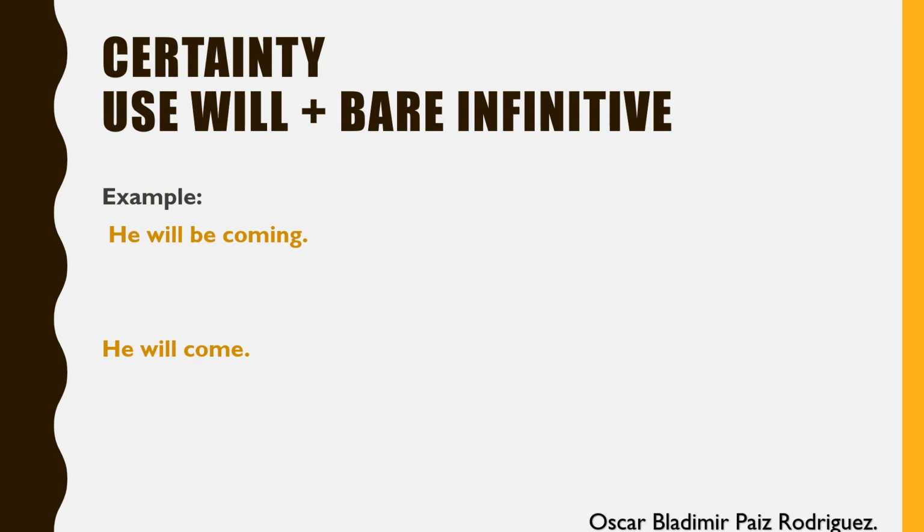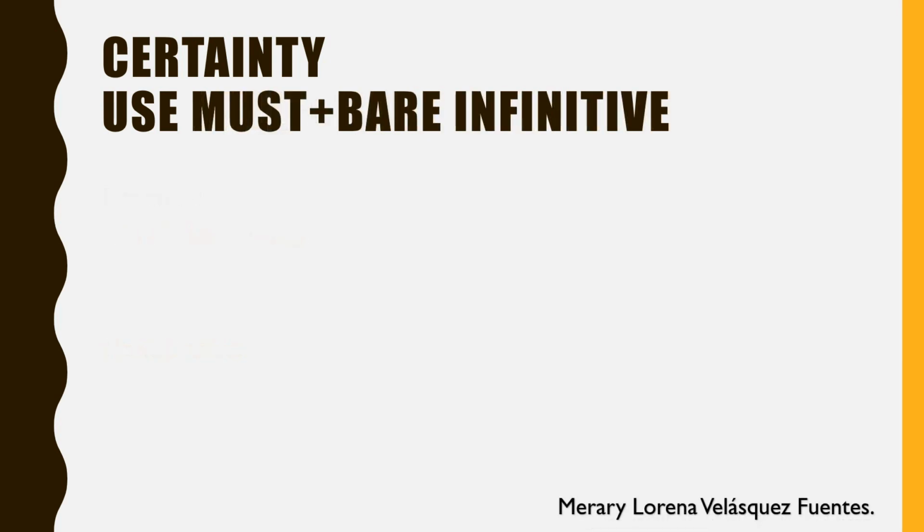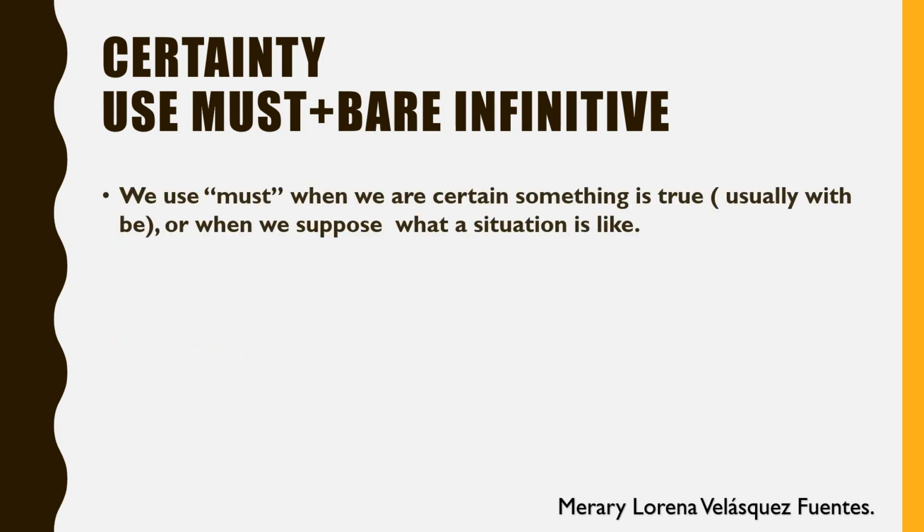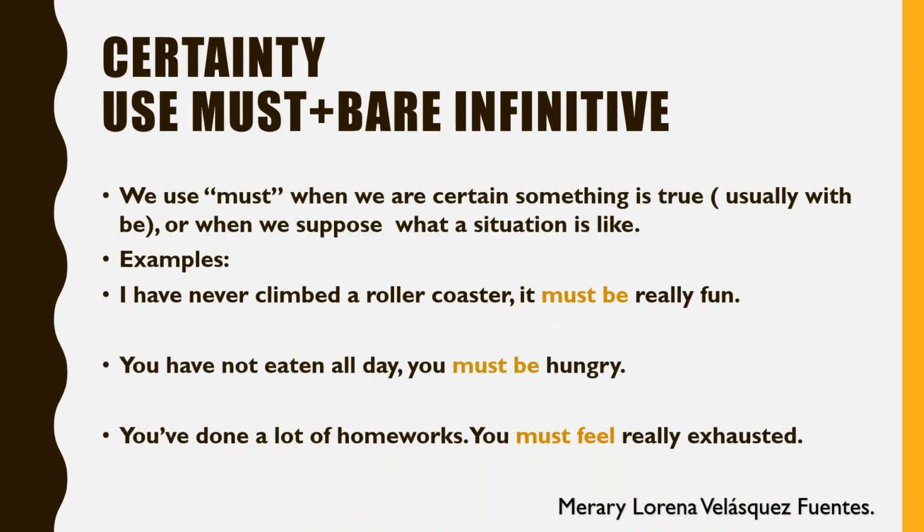Hi, I'm going to explain the use of must plus base infinitive. We use must when we are certain something is true, usually with be, or when we suppose what a situation is like. For example, I have never ridden a roller coaster. It must be really fun. As you can see, we are following the structure because we are using the modal must and the infinitive be.